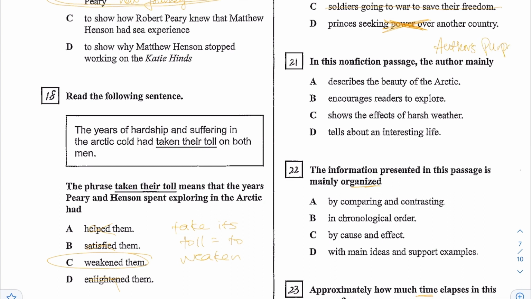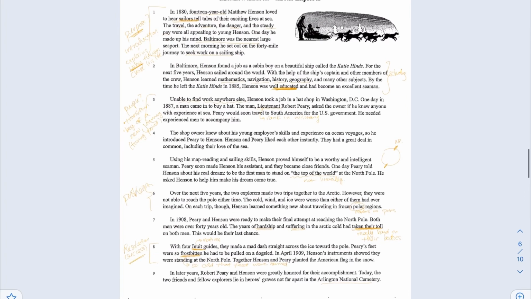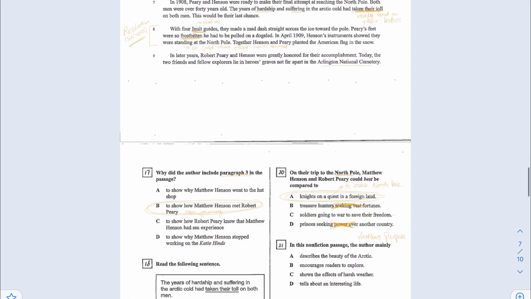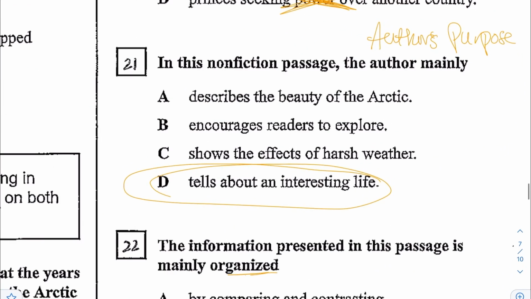So for these author's purpose questions, you have to think about the passage as a whole and think about, why did the author write this passage? What did this author do? And think about the big picture. Look at the title. It's about Matthew Henson. This whole passage talks about this one man's life, and that's going to be choice D. It tells an interesting life.